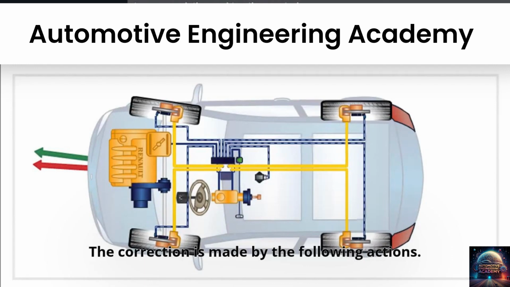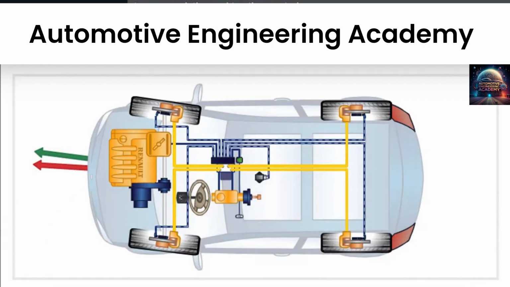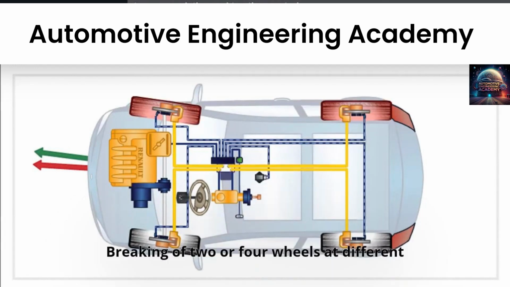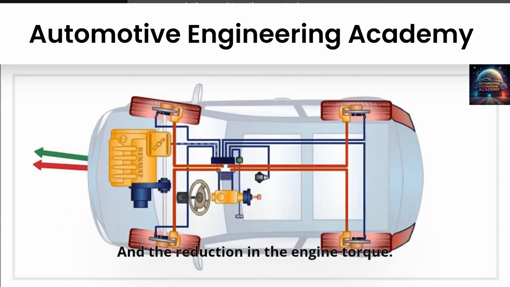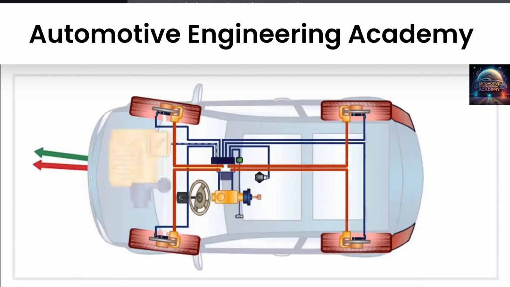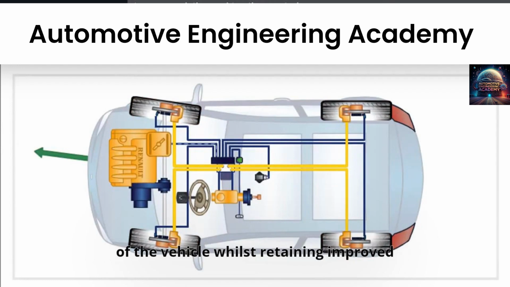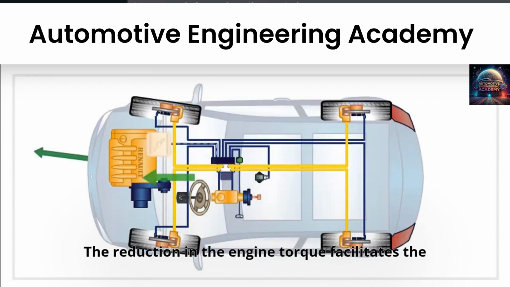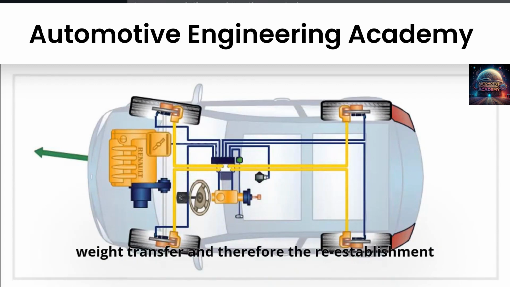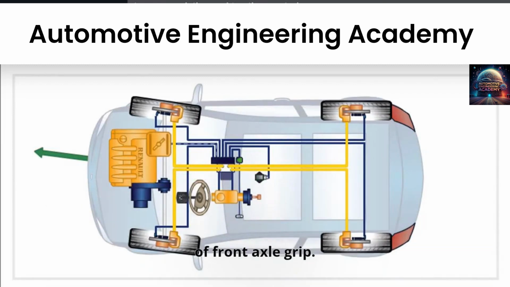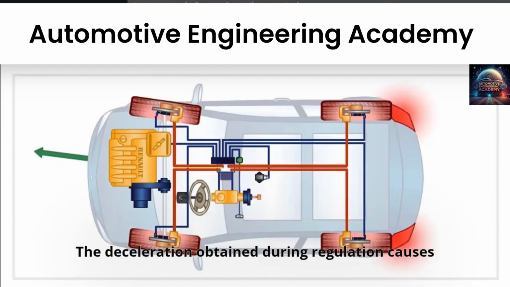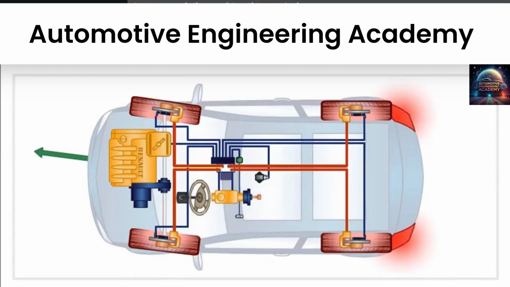The correction is made by the following actions: braking of 2 or 4 wheels at different pressures, and the reduction in the engine torque. Braking of more than one wheel reduces the speed of the vehicle, whilst retaining improved stability. The reduction in the engine torque facilitates the weight transfer and therefore the re-establishment of front axle grip. The deceleration obtained during regulation causes the stop lights to come on.